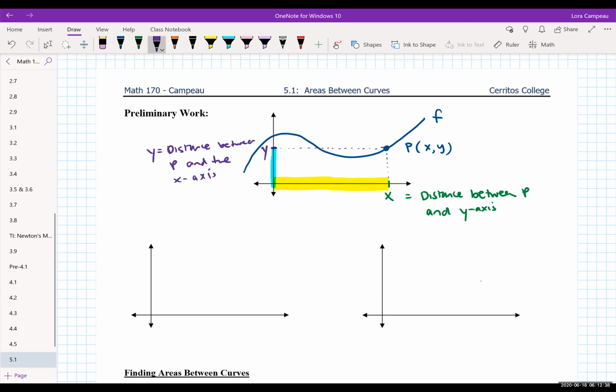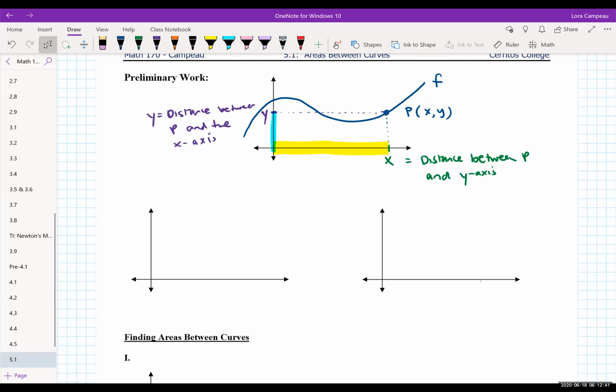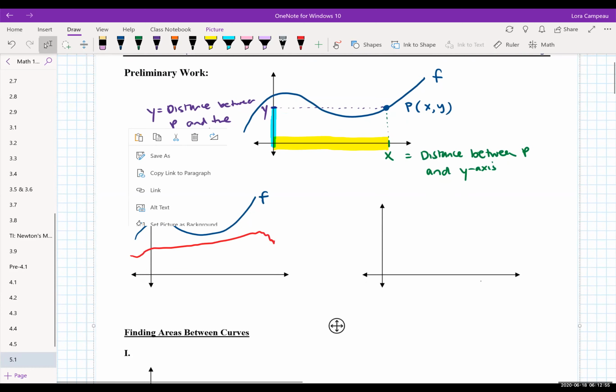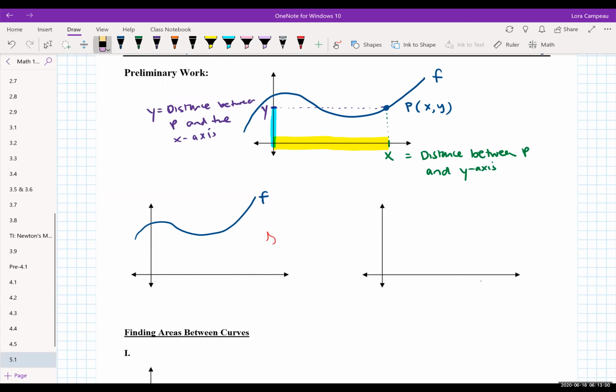So now let's talk about two different concepts. Let's look at a curve F and another curve G. Well, I want to make it a little prettier, sorry. That was a little too freehand for us. Let me make it a little smoother for you. There we go.